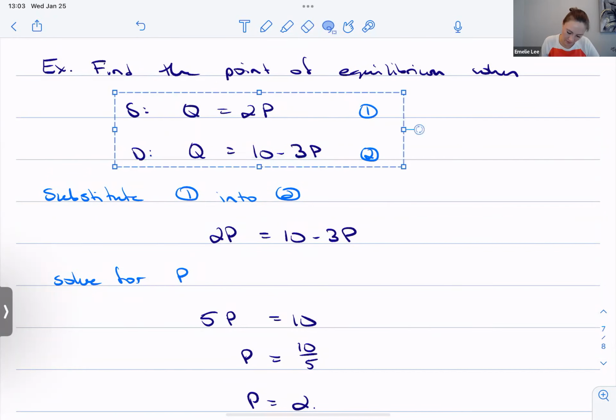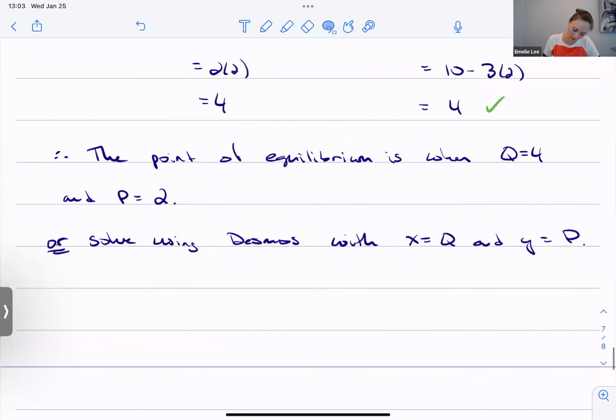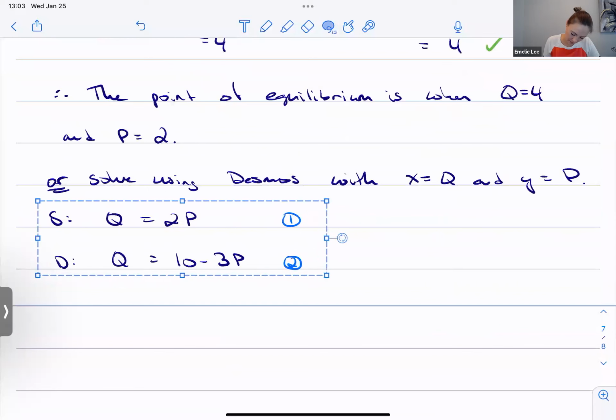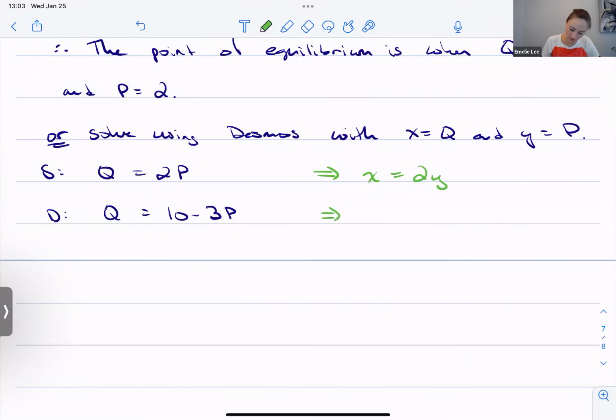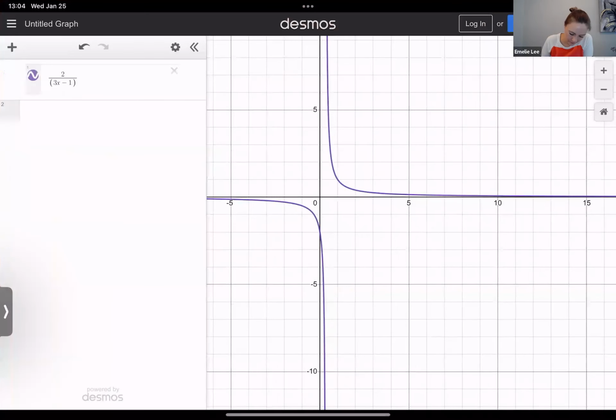So then the first line becomes, I'm going to copy this, paste. I'm going to erase these. The supply curve is X equal to 2Y. And the demand curve is X equal to 10 minus 3Y. That's what I'm going to take into Desmos. And I'm pretty sure I can just write this into Desmos.